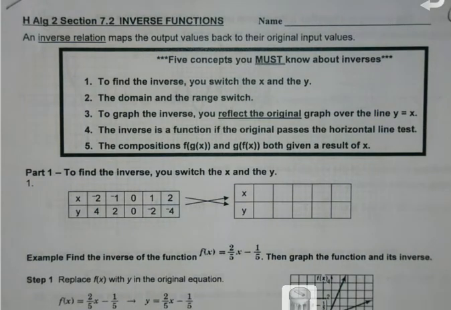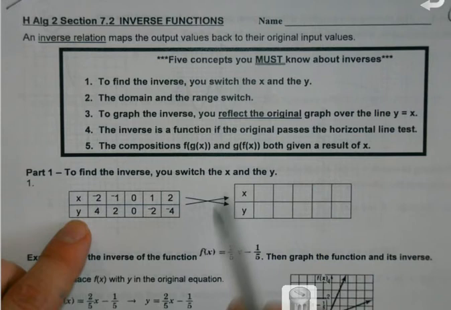Okay, inverse functions. Basically what happens is, well, let me just talk about these 5 concepts at the top first. To find the inverse, you switch the x and the y. We're going to see that in our very first example. Actually, while we're here, let's do this one. To find the inverse, you switch the x and the y.